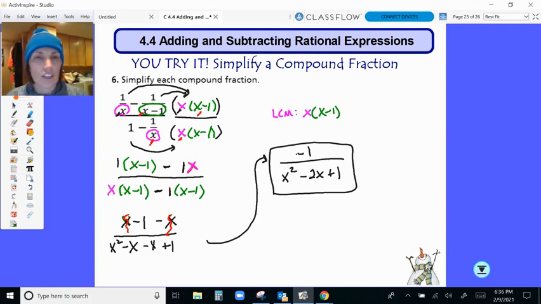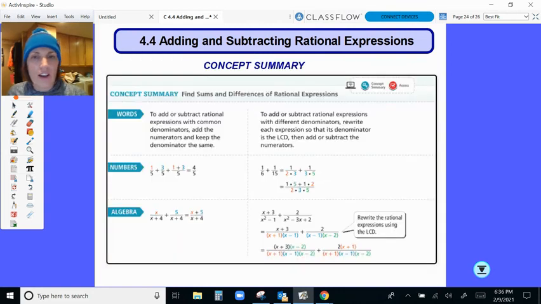Okay, so that's kind of a tricky one, right? So you just kind of have to know which ones are going to cancel out and what you have left to multiply on the top. All right? So you have a summary right here of all of our concepts on how to simplify your numbers and also how to add rational functions together, getting a common denominator.